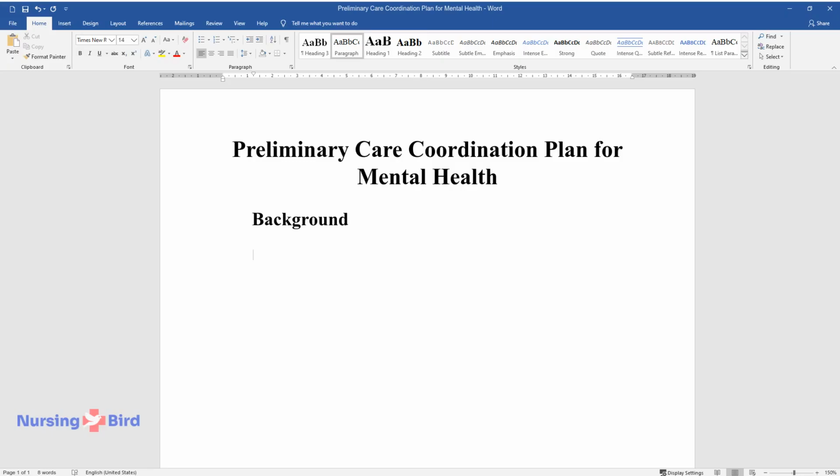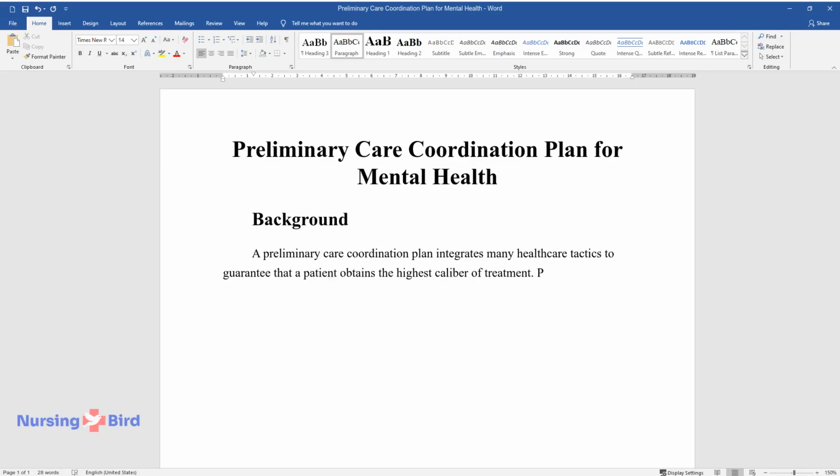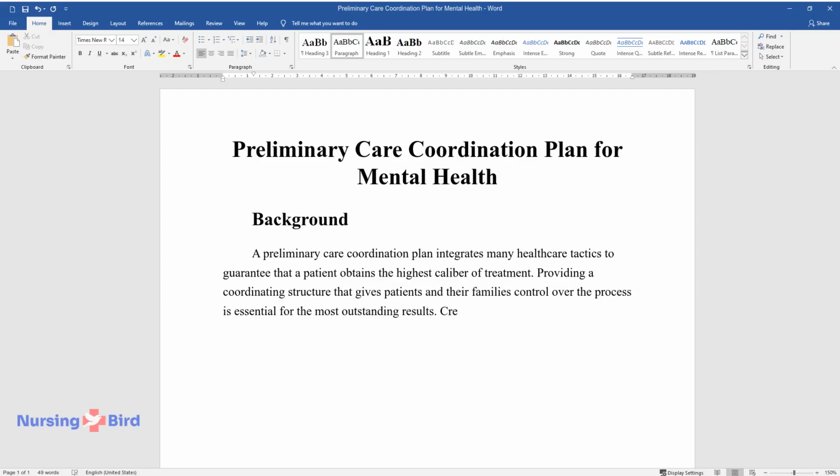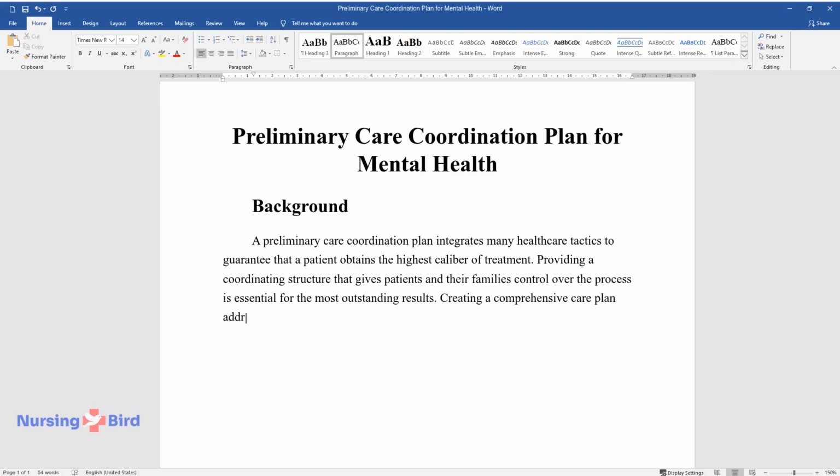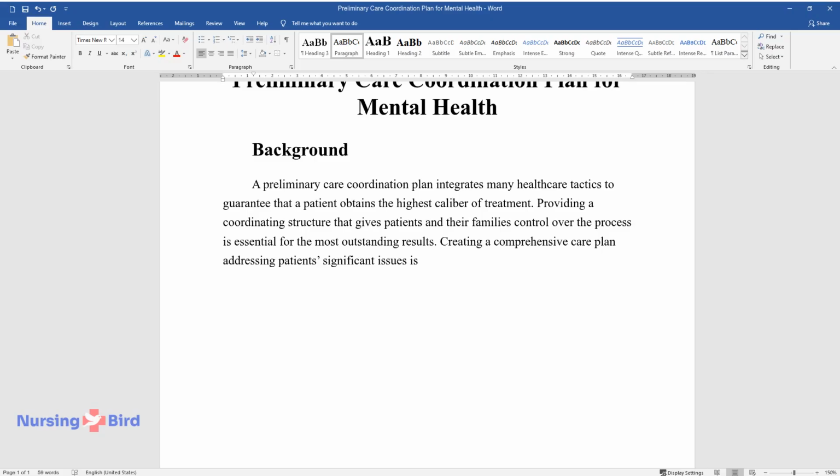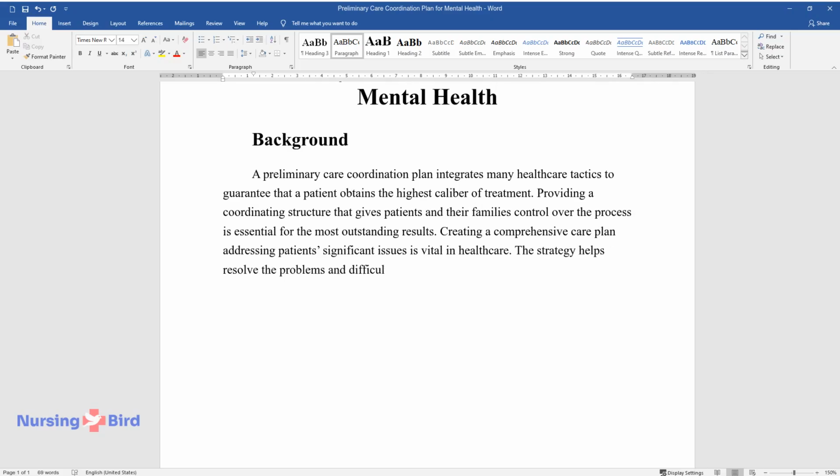Background. A preliminary care coordination plan integrates many healthcare tactics to guarantee that a patient obtains the highest caliber of treatment. Providing a coordinating structure that gives patients and their families control over the process is essential for the most outstanding results. Creating a comprehensive care plan addressing patients' significant issues is vital in healthcare. The strategy helps resolve the problems and difficulties that patients and their families encounter.